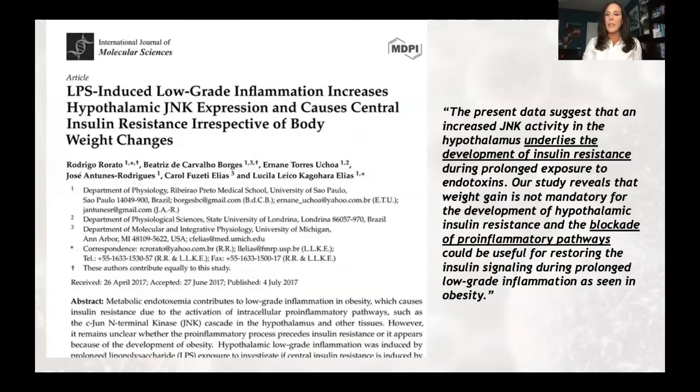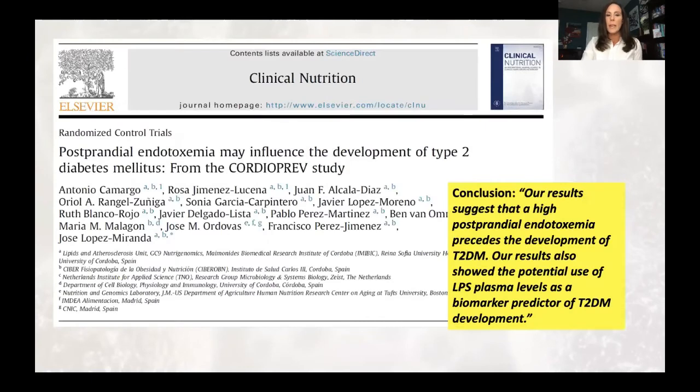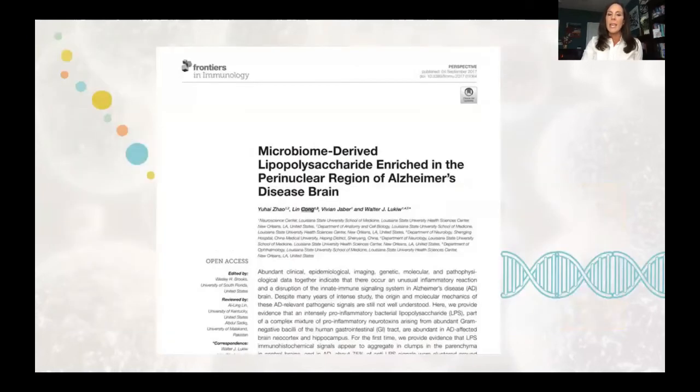So this talks about the low-grade inflammation increase in central insulin resistance, irrespective of body weight changes. So this inflammatory LPS compound can create insulin resistance even in healthy weight individuals. And our results suggest that high postprandial endotoxemia precedes the development of type 2 diabetes, also showing the potential use of LPS plasma levels as a biomarker to predict diabetes. So these are so closely linked that we might even be able to look at LPS serum levels postprandially to predict diabetic outcomes. And then microbiome-derived LPS is enriched in the perinuclear region in Alzheimer's.